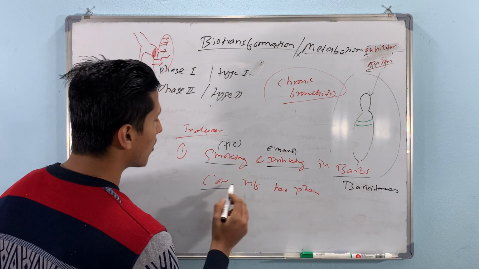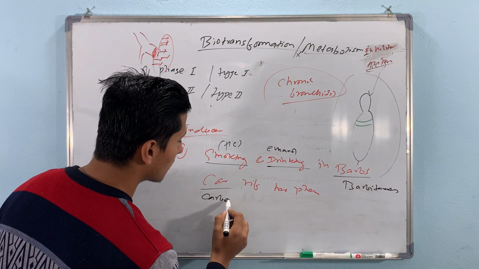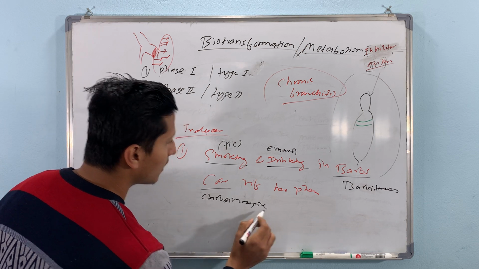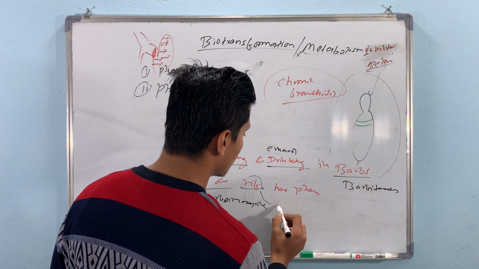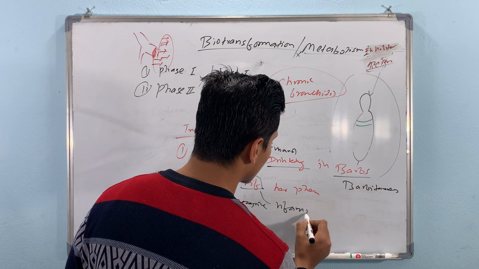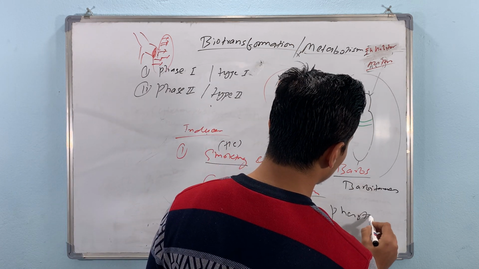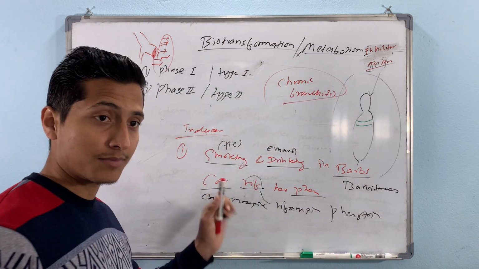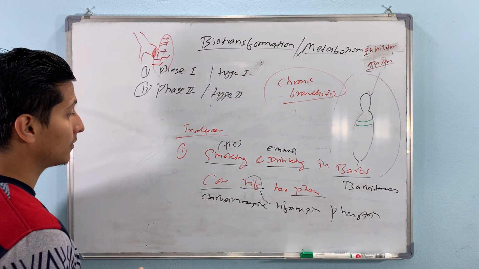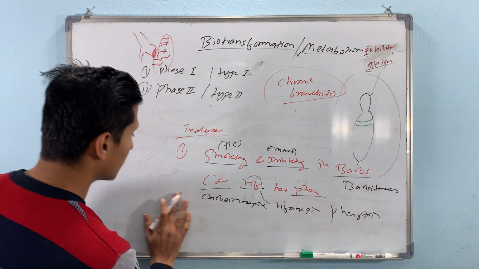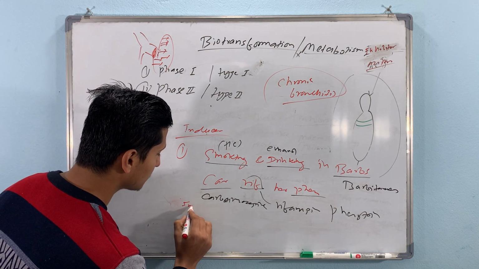Now, car is referring to carbamazepine, right? And riff means rifampin, and fan means phenytoin, right? It's just a way to remember the drugs. Now, what is the next way to remember the inhibitors?